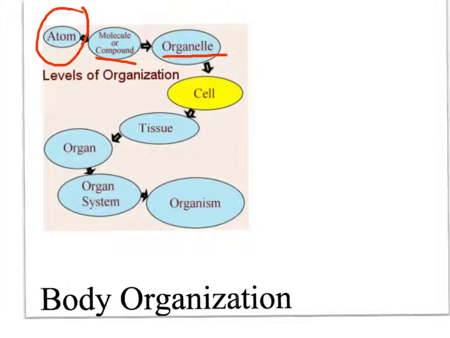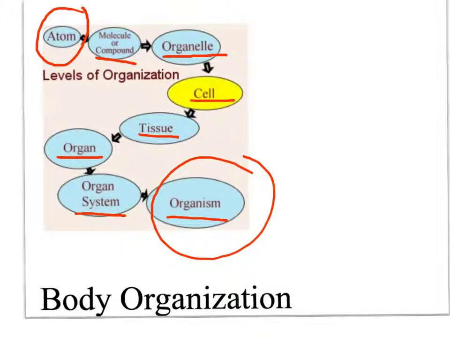Here for the human body unit, we're going to learn about cells, how cells make tissues, how tissues make organs, how organs make an organ system, and then an organ system makes an organism. So the levels of organization from the most complex is an organism to the simplest would be the atom.